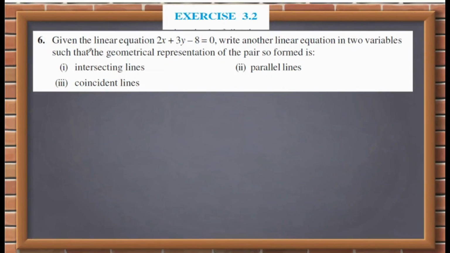Exercise 3.2, sixth question. Given the linear equation 2x plus 3y minus 8 is equal to 0, write another linear equation in two variables such that geometrical representation of the pair so formed is intersecting lines, parallel lines, coincident lines. There are three separate questions. We have to find a lines which is intersecting, parallel and coincident to the given line.